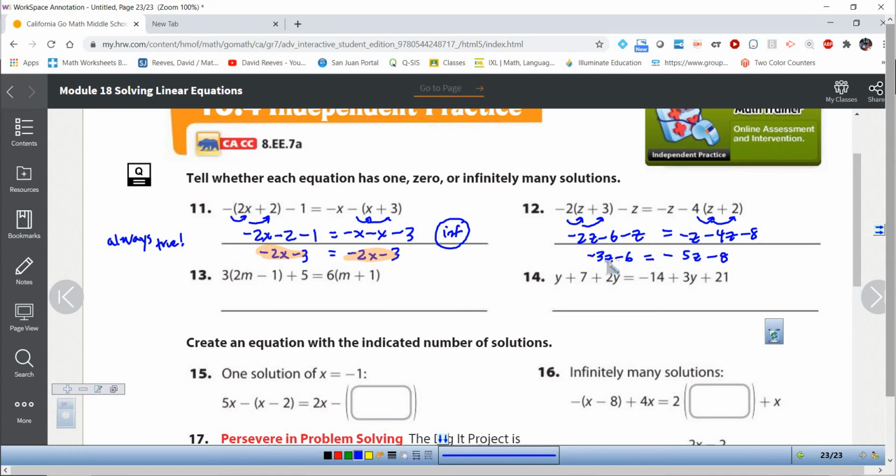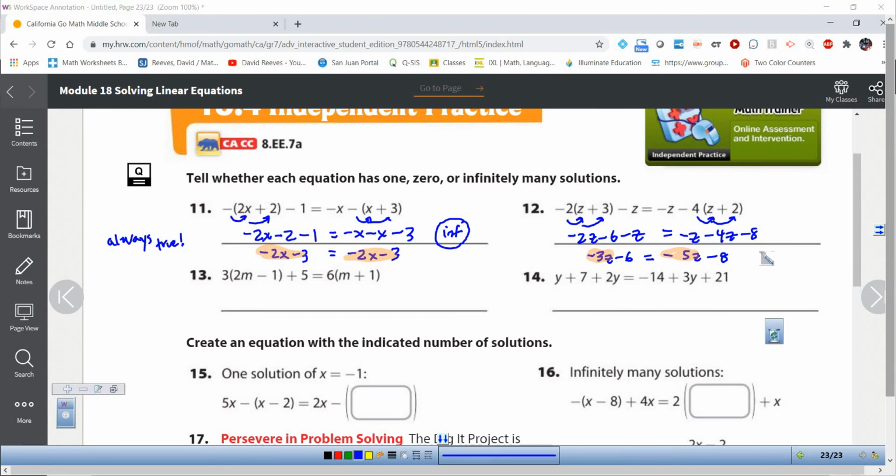So negative 2 minus 1 is negative 3. So negative 3z minus 6 on this side, negative 5z minus 8 on that side. Okay? Compare the variable terms. This is negative 3z. This is negative 5z.